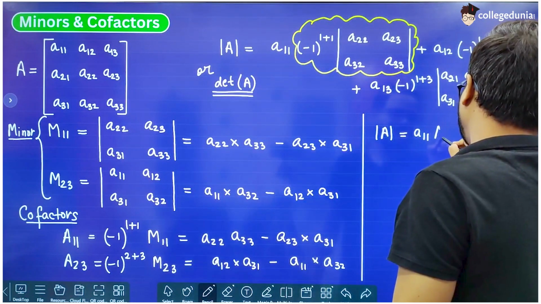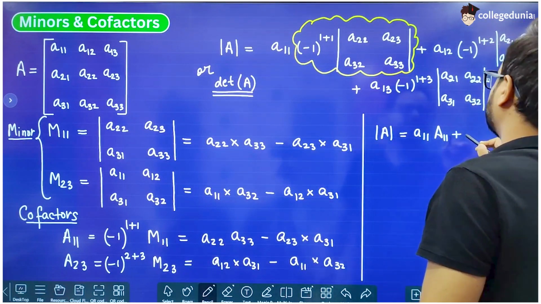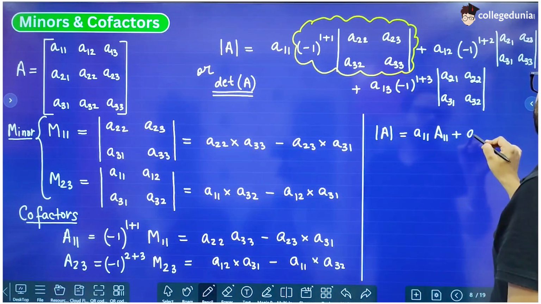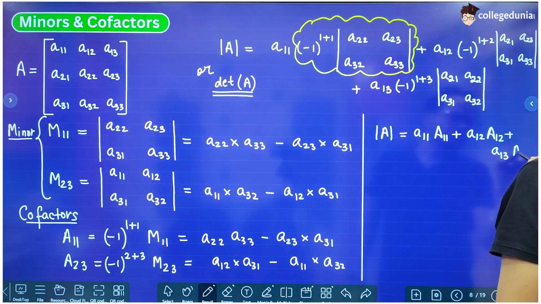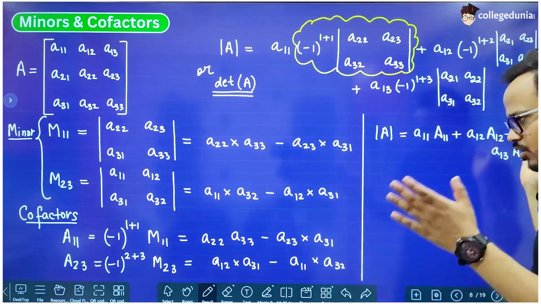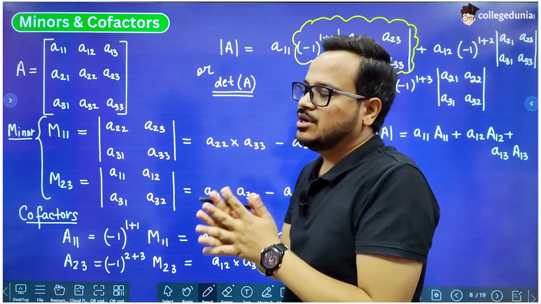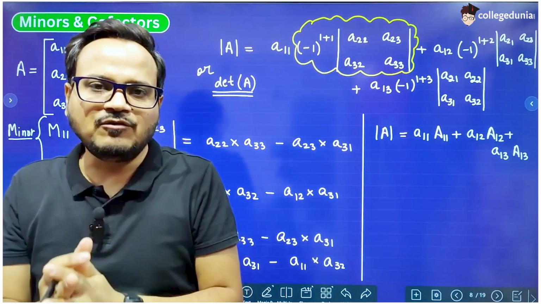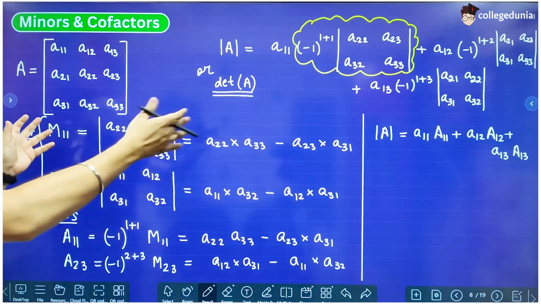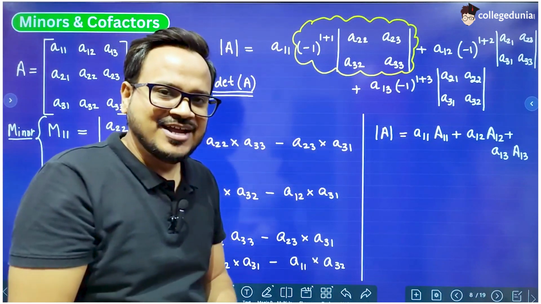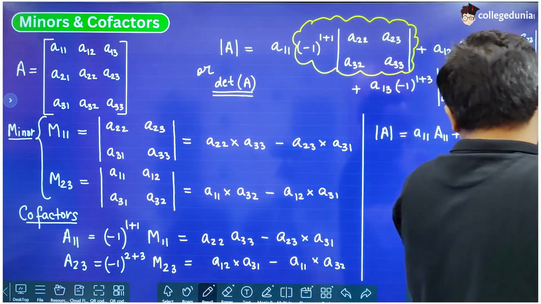So it is capital A11 plus A12 into cofactor of this plus A13 into cofactor of this. So to find the determinant, we can say that simply we have to multiply each element with its cofactor and we have to add all of them together. So that is how we can find the determinant.